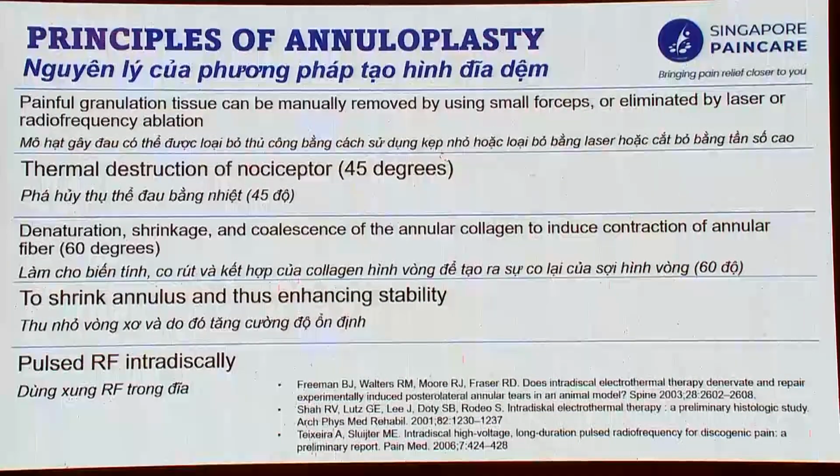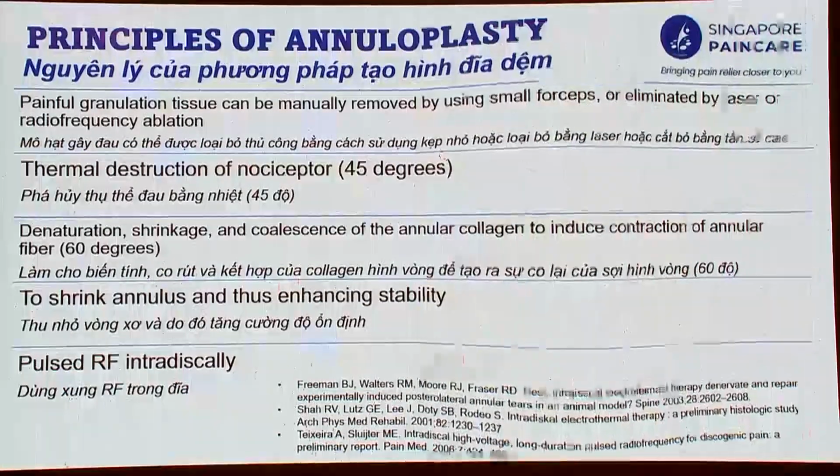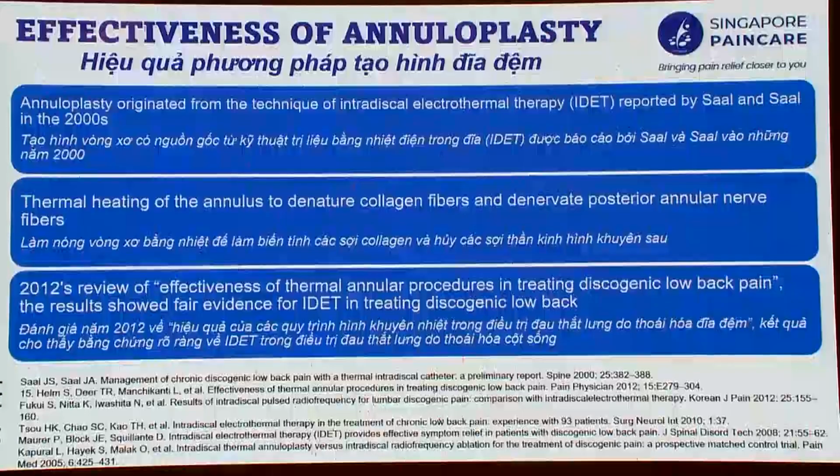You can go all the way up to 60 degrees. At 45, you will start to have thermal destruction of the pain generator. There will also be degeneration, denaturation and shrinkage of the annular fibers, causing contraction. And this contraction suggests that there is a shrinkage of the annulus itself, thereby reducing the possibility of a volume reduction even in certain disc herniated states that are not purely discogenic pain.